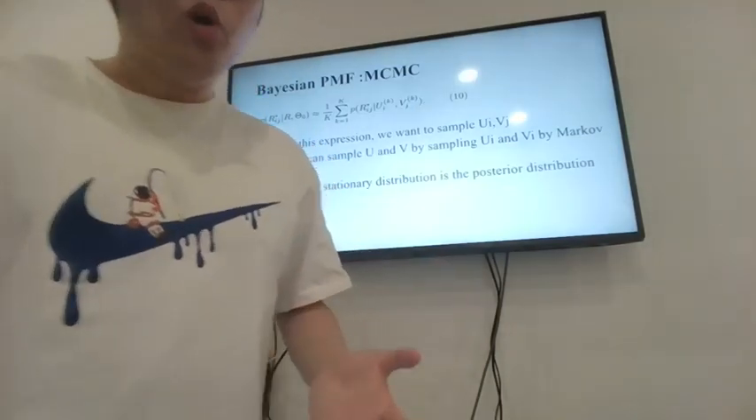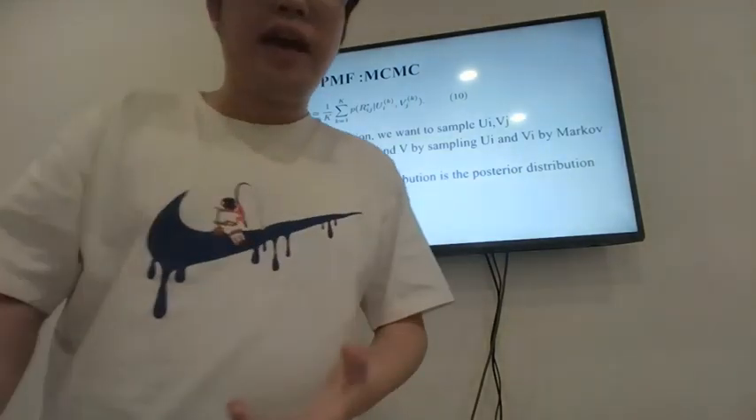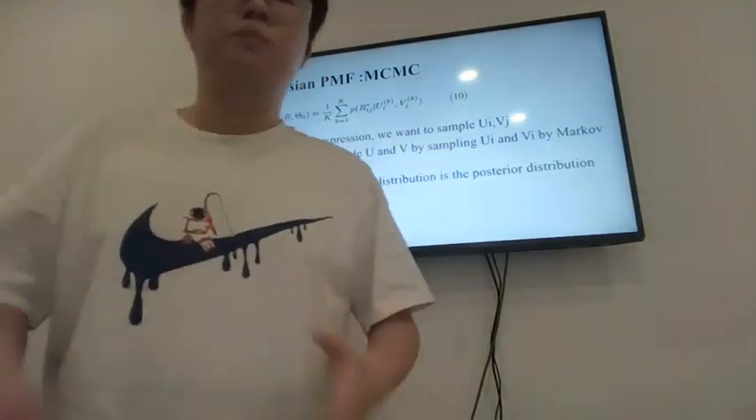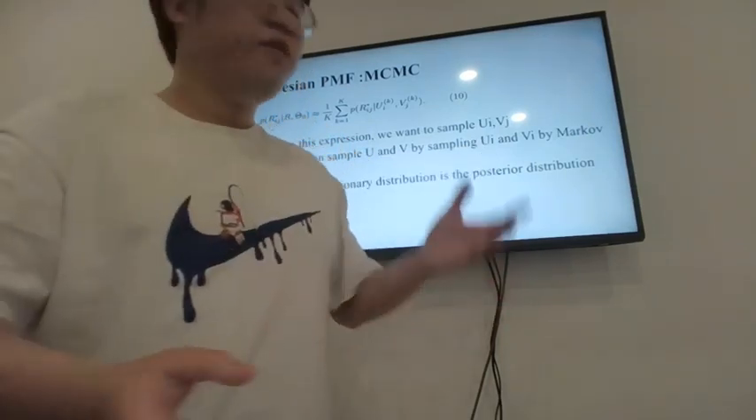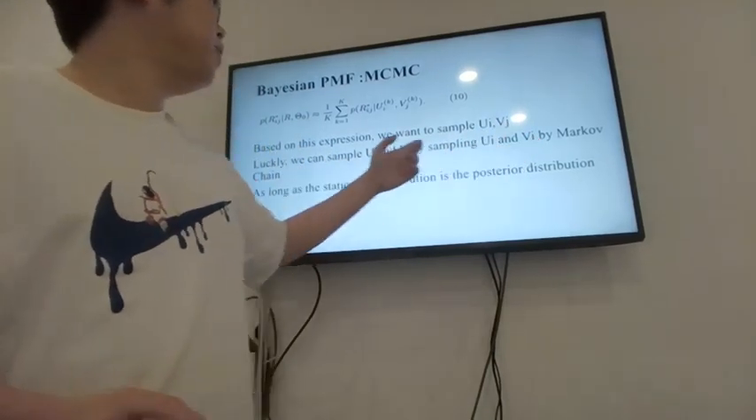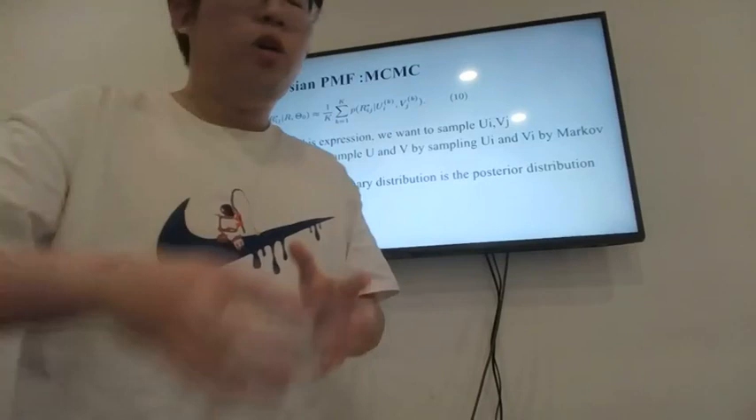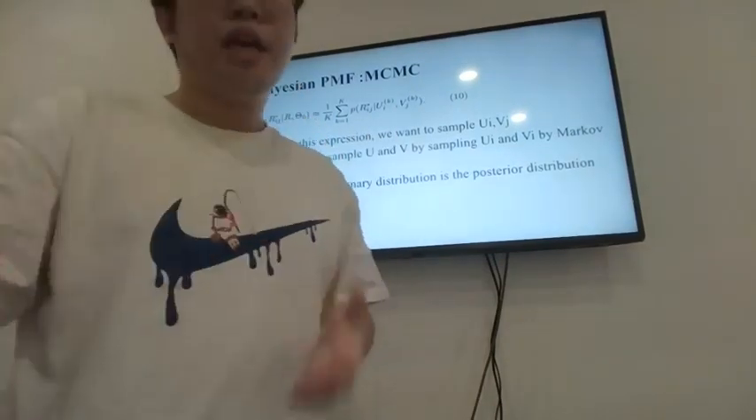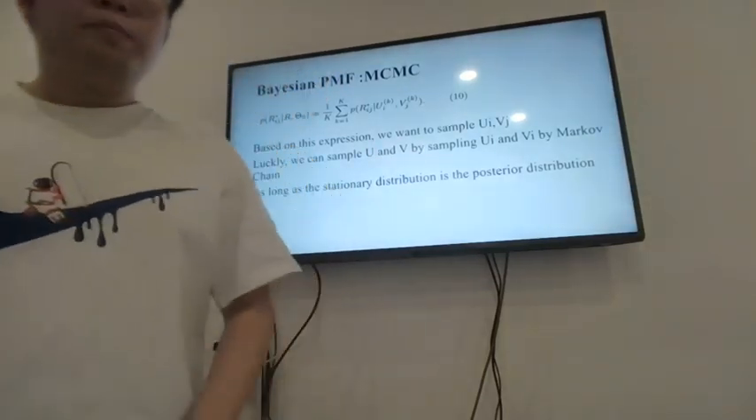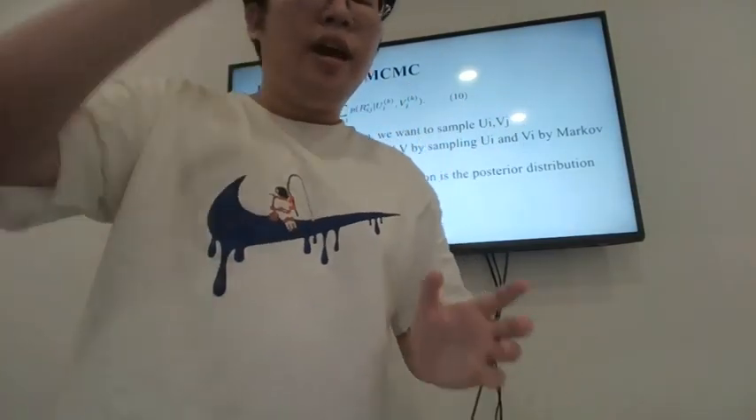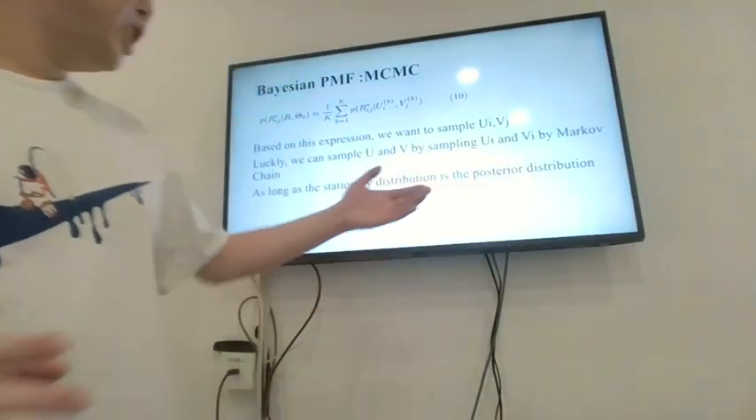And luckily, we can sample Ui and Vi by an appropriate Markov chain. You see, Ui is just a column of U and Vi is just a column of V, and they are independent. So we just draw Ui n times and Vi m times, then we can form U and V. But the point is, the stationary distribution must be the posterior distribution.